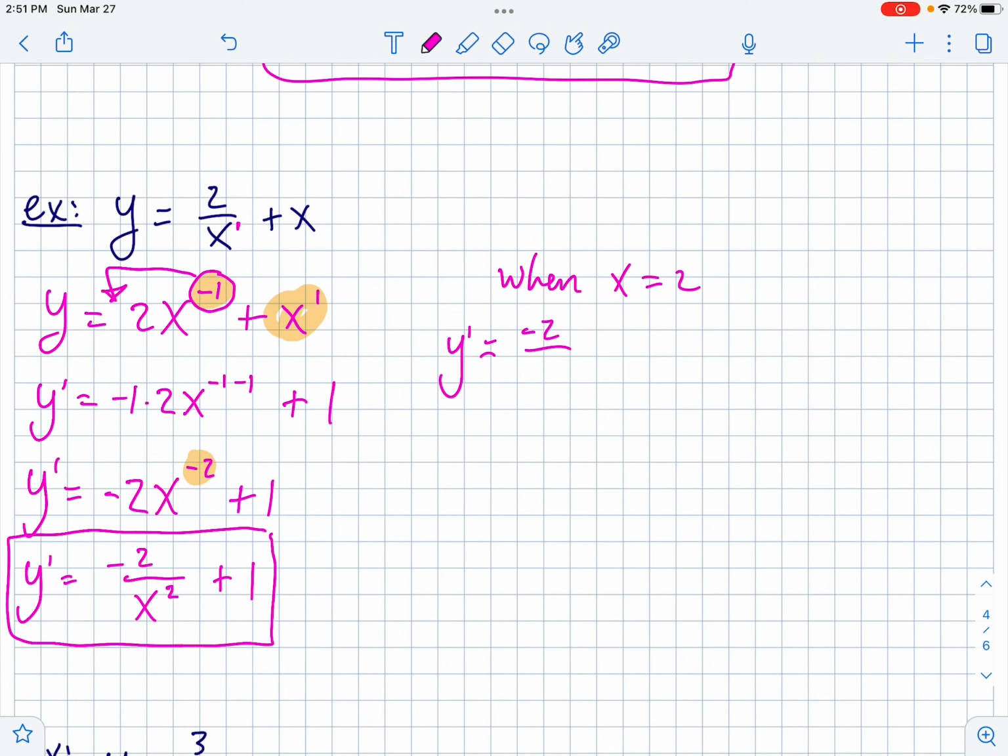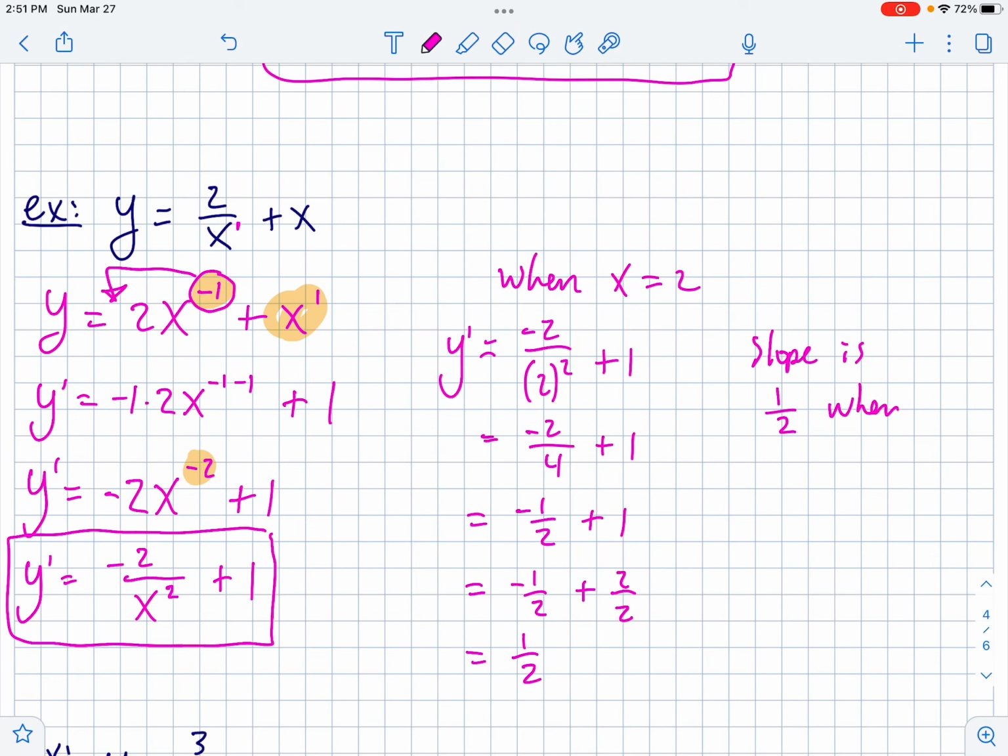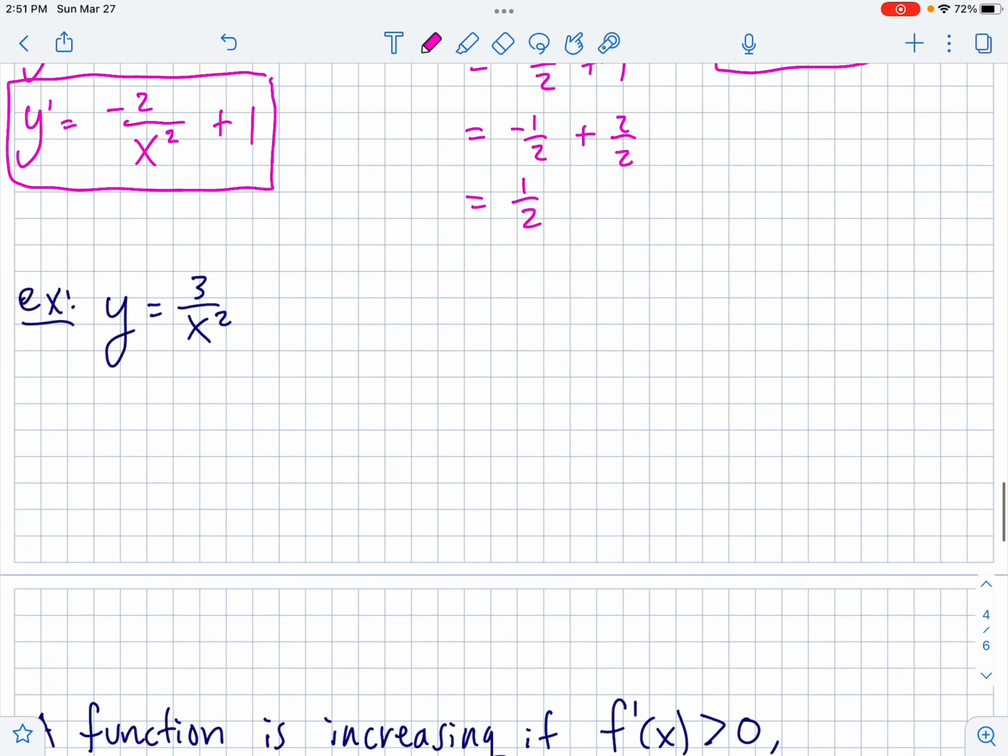Now when x equals 2, we're going to find the slope of the tangent. So y prime equals negative 2 all over 2 squared plus 1. We'll take it step by step here. Negative 2 over 4 plus 1, which is negative 1/2 plus 1 when you reduce your fraction. And then with a common denominator, we're going to have to do 2 halves here. So this is 1/2. So slope is 1/2 when x is equal to 2. Slope of the tangent.